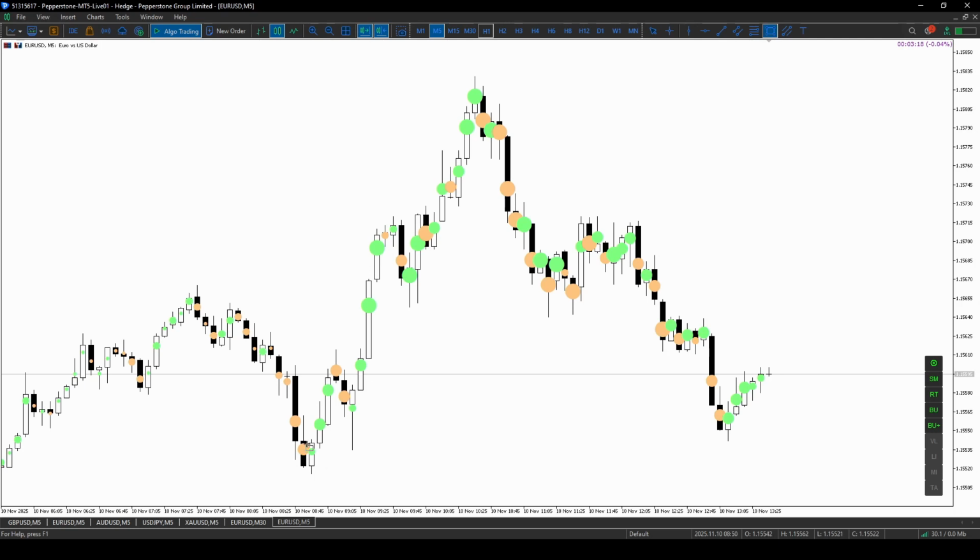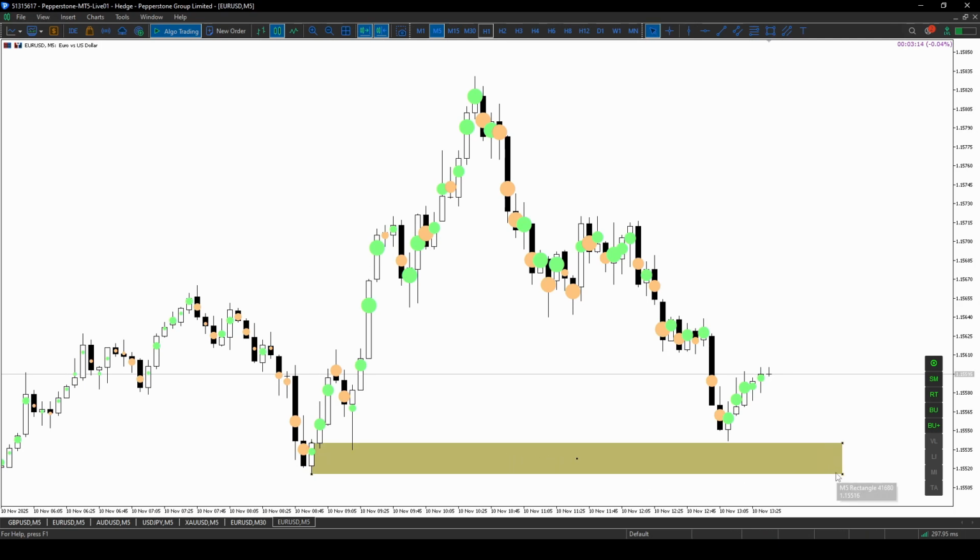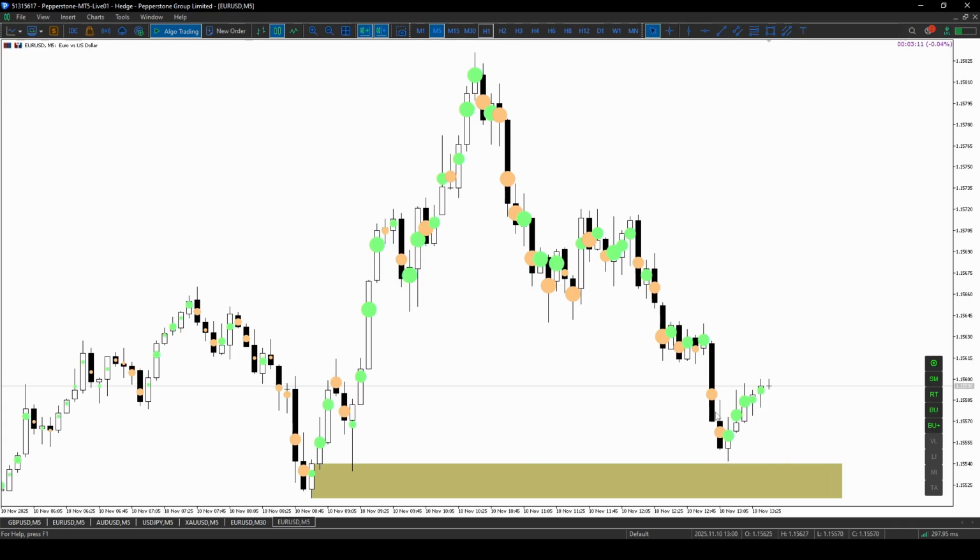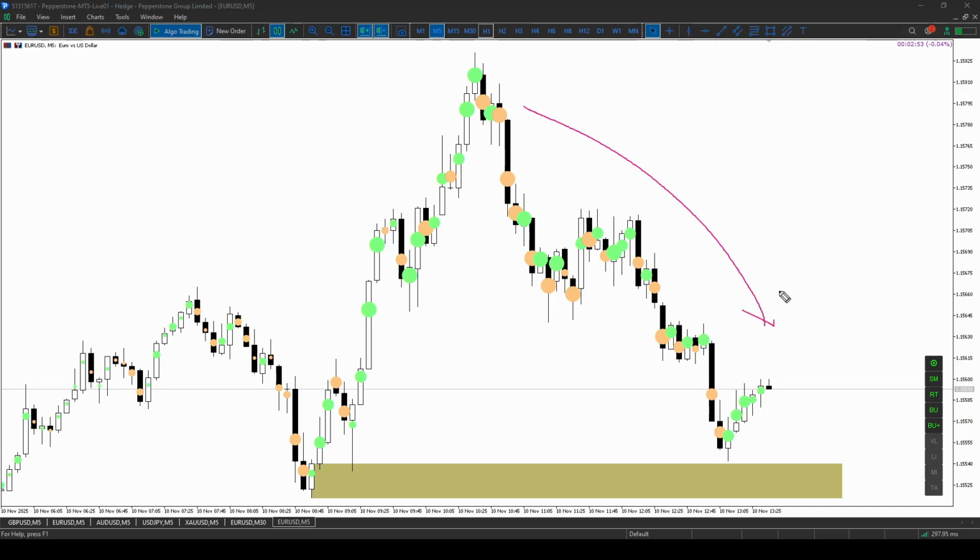Let me mark that area. That's the particular area I can see. So here we can see there's a big candle but small trades. There's another candle but a small trade. So we can easily identify that these sellers have become weak now, right?